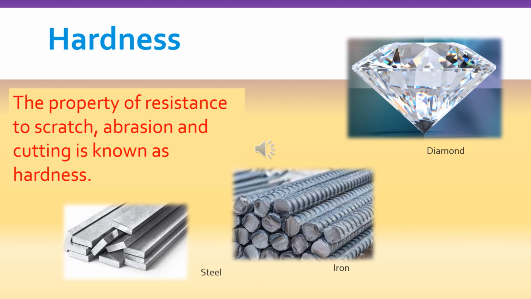First one, hardness. The property of resistance to scratch, abrasion and cutting is known as hardness. Hardness differs depending on the material. The hardest thing in the world is diamond. Iron and steel are materials with a high hardness.